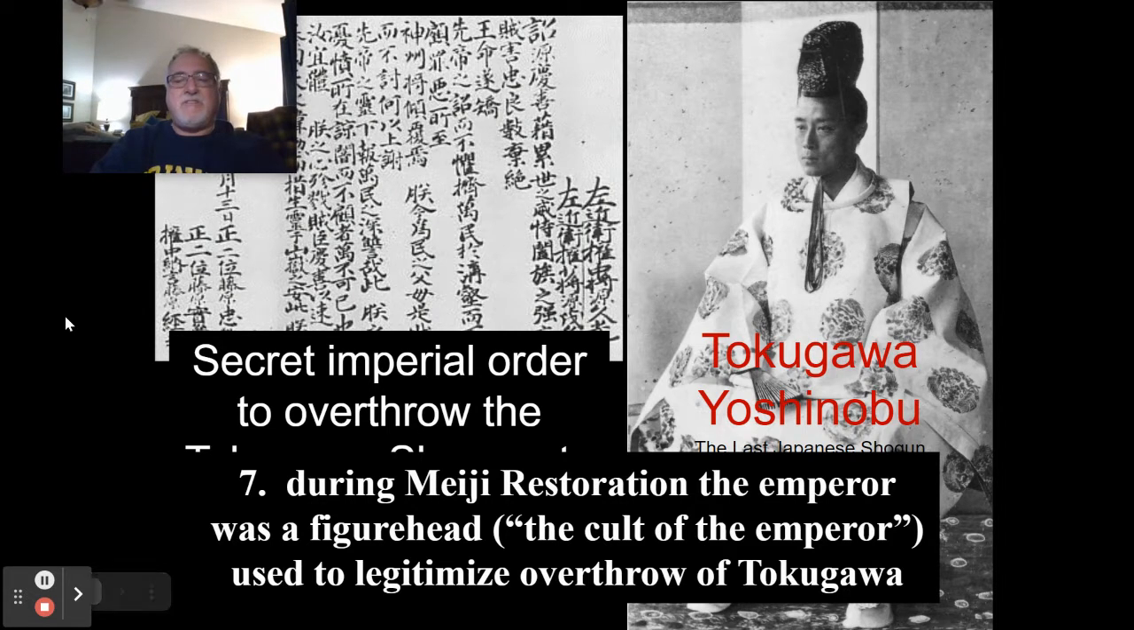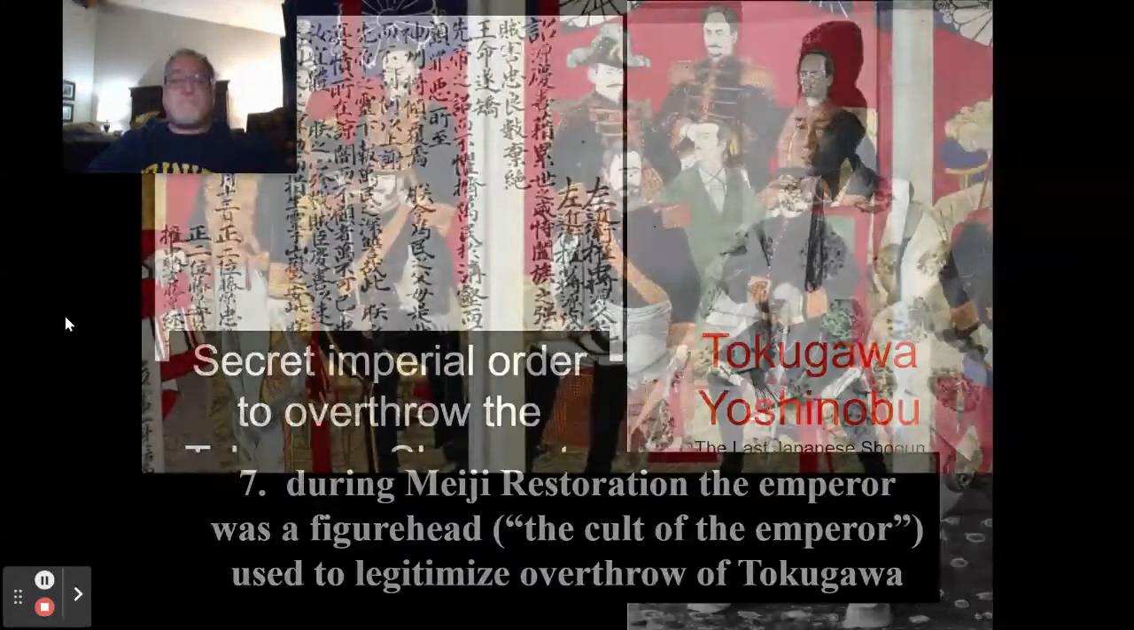During the Meiji Restoration, the emperor was a figurehead, okay? The idea of the cult of the emperor was used to legitimize the overthrow of Tokugawa. Basically, we've always had emperors. We need to have emperors, and we had to get rid of the shogun because it just wasn't the way we do things. All right, so they used history, they used how they've done things in the past to aid their cause to move forward.